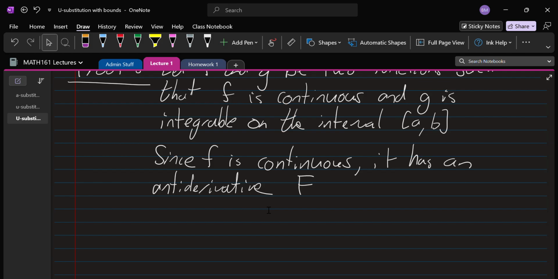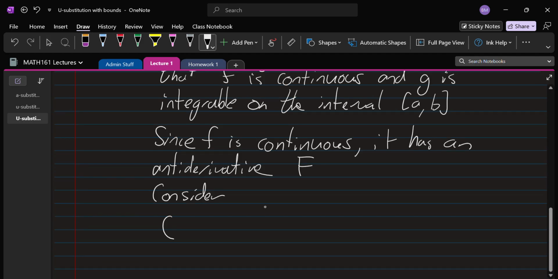So since f is continuous, it has an antiderivative, capital F. Whenever we have little f, capital F is the antiderivative. Next, consider the following expression. It looks a bit weird, but we'll see why it works. We have F of g of x, this composition of the antiderivative and g. Why? Let's find out what the derivative is, and we'll see why we have this.